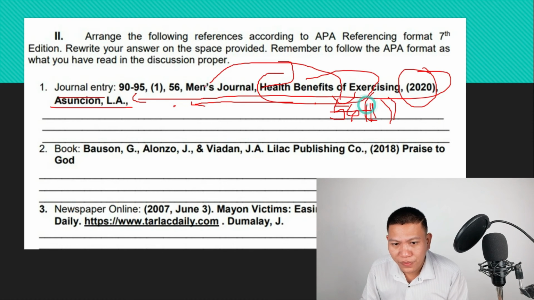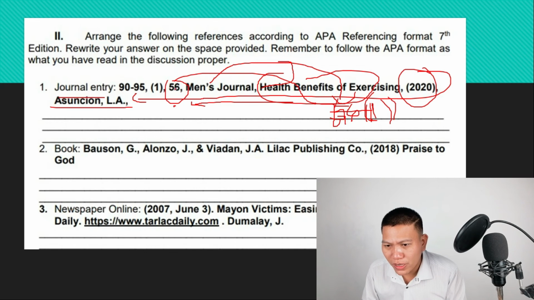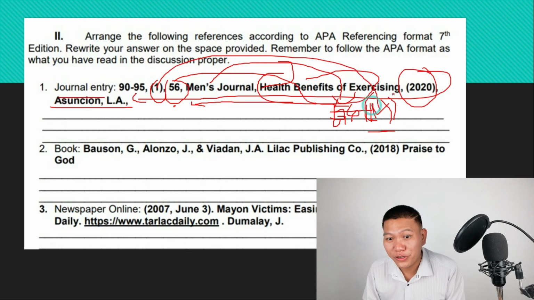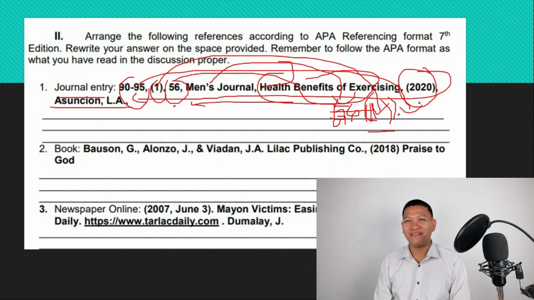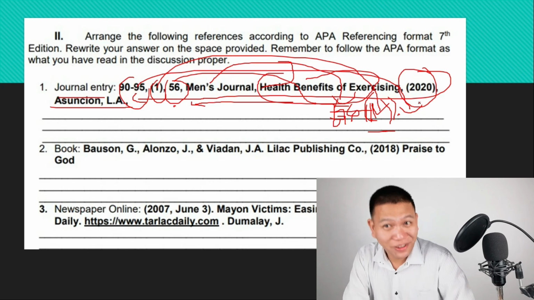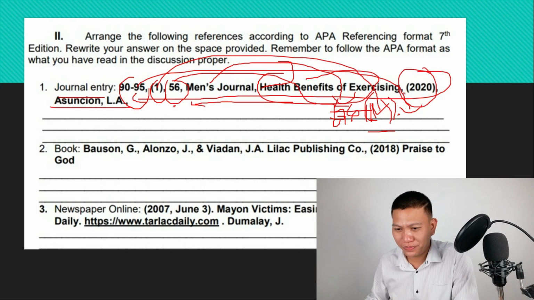Issue 56, I'll write it here, I hope you can still see it. And then, open and close parentheses, the edition, first edition. And then period, and then the page number, 90 to 95. That's how I understood it, okay? You will do the others.